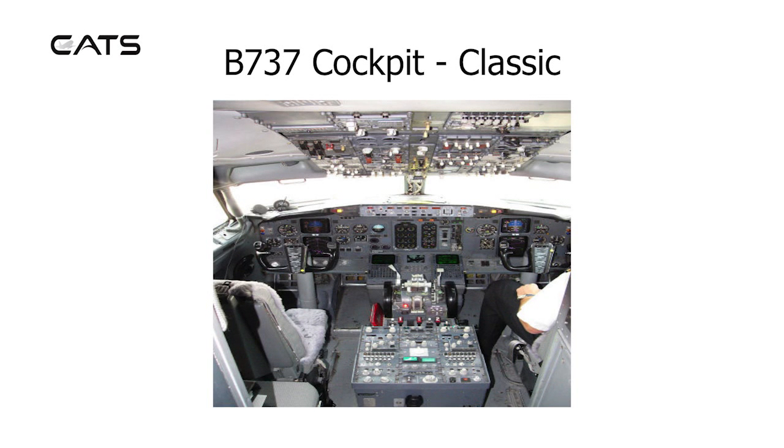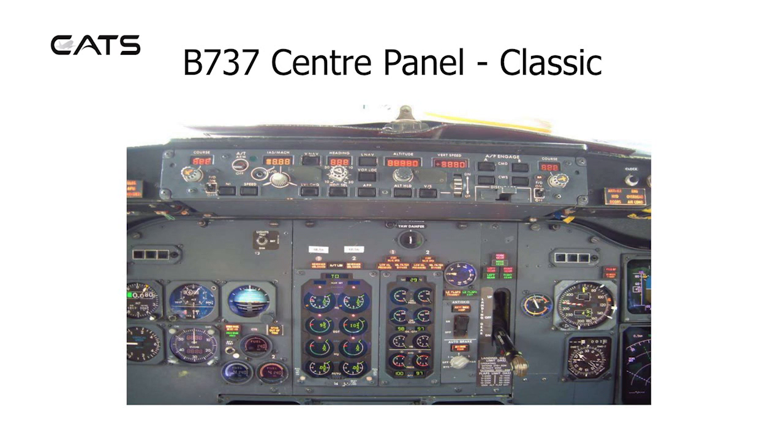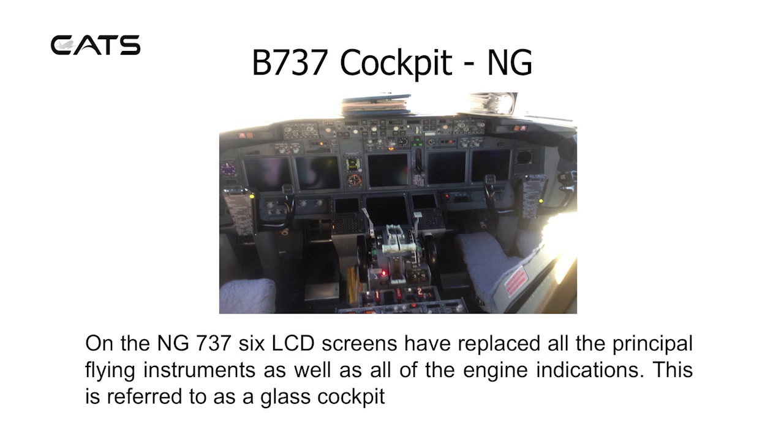Boeing 737 Cockpit Classic. Here's the centre panel of the Boeing 737 Classic. Here's the layout for the Boeing 737 NG. On the NG 737, 6 LCD screens have replaced all the principal flying instruments, as well as all of the engine indications. This is referred to as a glass cockpit.